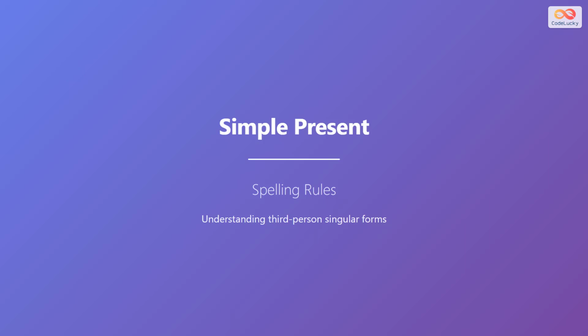Welcome to this lesson on simple present spelling rules. In English, when we use the simple present tense with third-person singular subjects like he, she, or it, we need to add special endings to verbs. These endings follow specific spelling rules that we will learn today. Understanding these rules is essential for speaking and writing English correctly.